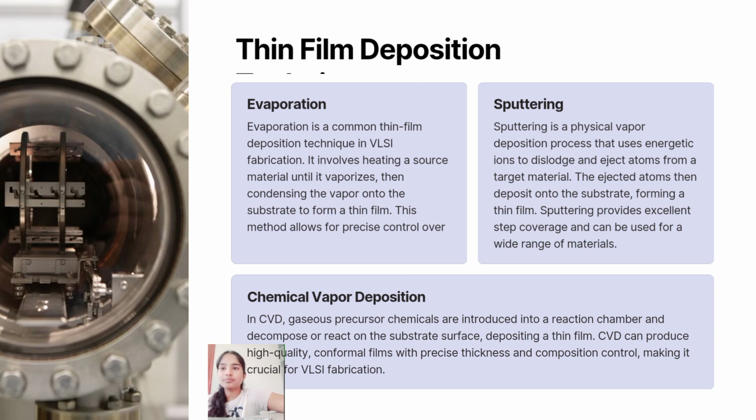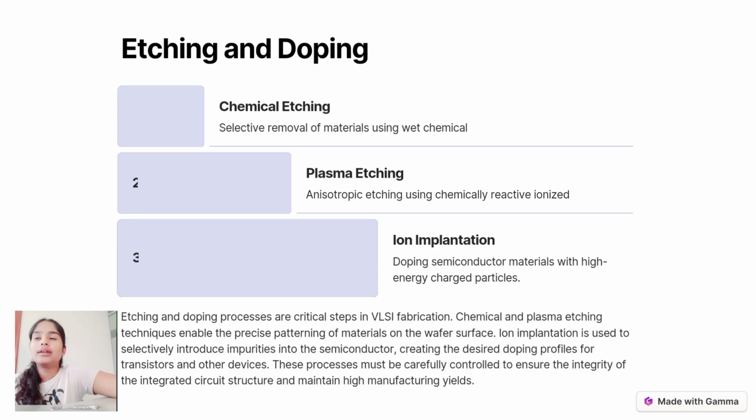Then we have chemical vapor deposition (CVD). In CVD, gaseous precursor chemicals are introduced into a reaction chamber and decompose or react on the substrate surface, depositing a thin film. CVD can produce high quality conformal films with precise thickness and composition control, making it crucial for VLSI fabrication.